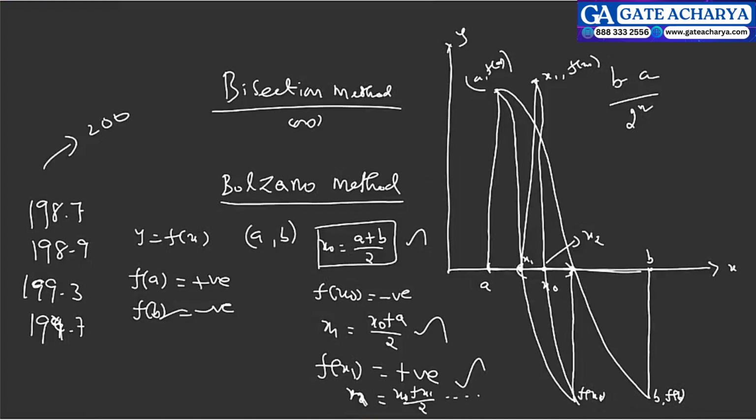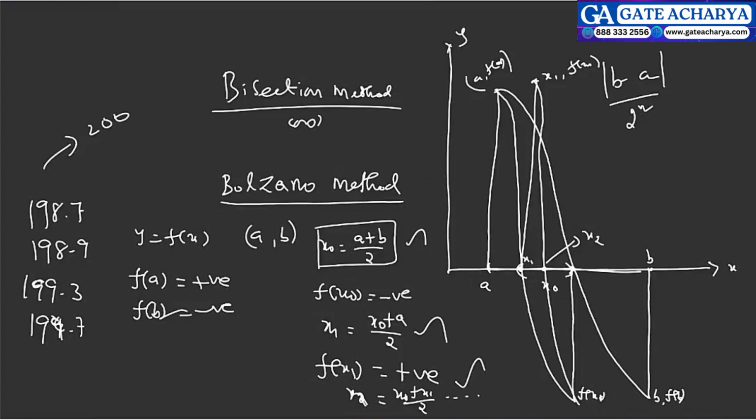When you divide the interval the third time, it is x naught plus x1 by 2, that is 2 power 3. In original terms it is b minus a divided by 2 power 3. So that is the error. The error formula for the bisection method is b minus a divided by 2 power n. It is not exact. When you divide the interval by 2 every time, we get an approximated value, but it's not accurate. So we get some error.